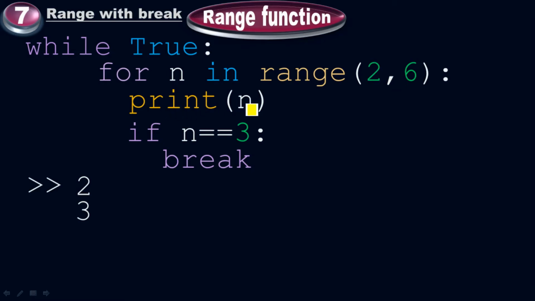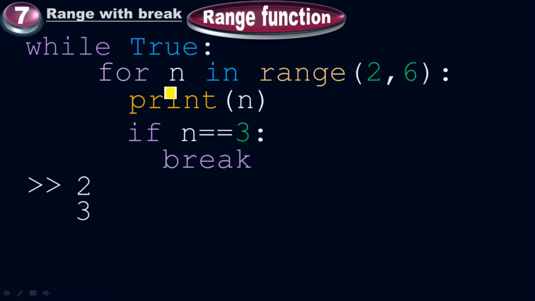And then print n. And then to pass the conditional statement, if n equals 3, then break. As you know, the while loop executes all the time. It is true all the time. The for loop will iterate for the first item, which is 2. So you will get 2 in the output, and then it will iterate for the second item. What is the second item? After 2 we have 3. So 3 will be printed in the output.